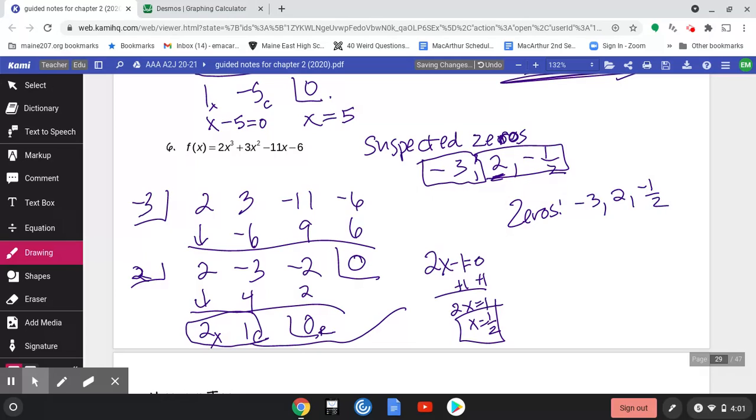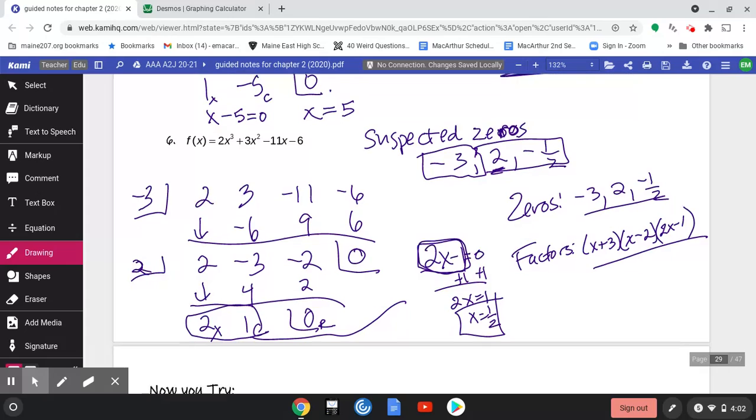I just verified those. I proved them. I looked at the graph, but just looking at the graph's not enough. I'm proving with synthetic division. And then my factors, if they asked for that, would be x plus 3, x minus 2, and I don't want to write x minus 1/2 because that wouldn't be a factor. This should be this form right here. If you have a fraction, it's really going to look like that, 2x minus 1. Okay, so those are the zeros. Those are the factors. Let's take a look at this next one.